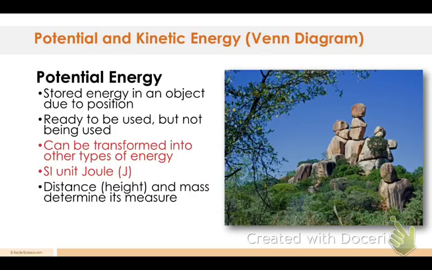All right, back to just the potential. Distance or height and mass determine its measure. And as we've been talking about, the higher an object is placed, the greater gravitational potential energy. And so we're going to get into the mass of an object. And you see that red print again, so where does it go? In the center. Potential energy is found in all objects.